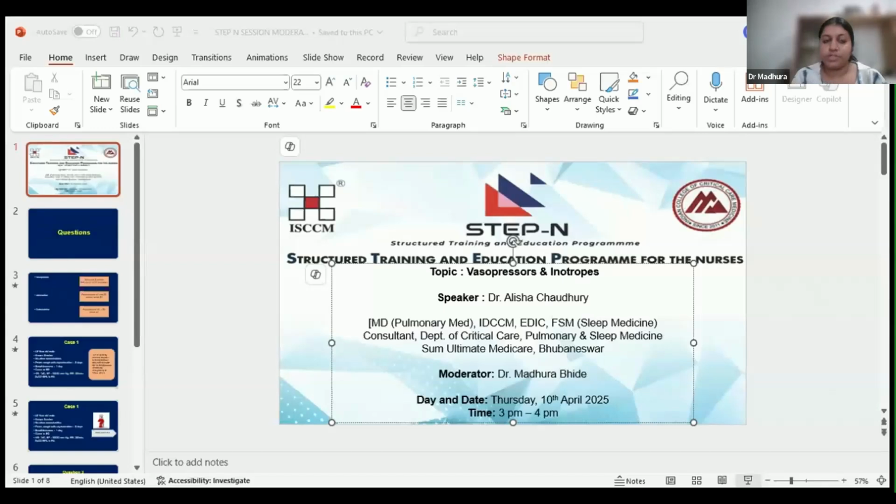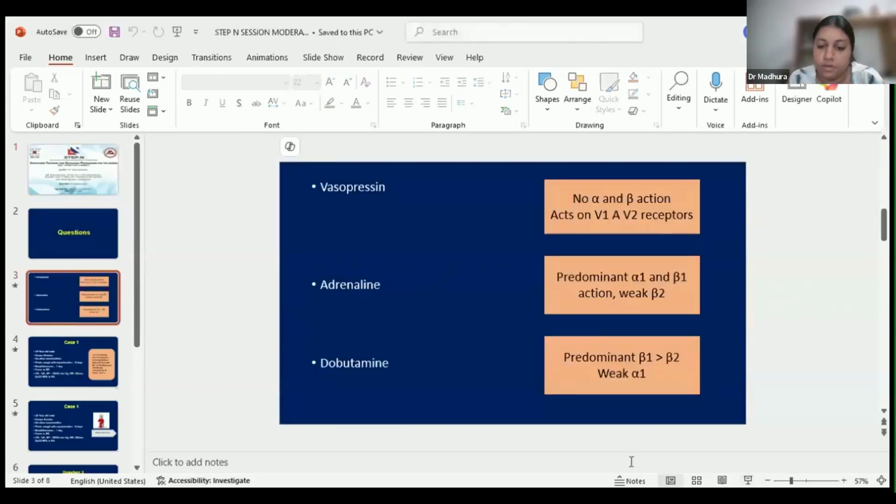So before we head to the questions, I would like to summarize. Can anyone tell me the actions of the receptors of vasopressin? Okay, so vasopressin has no action on alpha and beta receptors. However, it acts on V1 and V2 receptors. And for adrenaline, it has a predominant alpha 1 and beta 1 action and a weak beta 2 action. And for dobutamine, it has a predominant beta 1 more than beta 2 and a weak alpha 1 action.